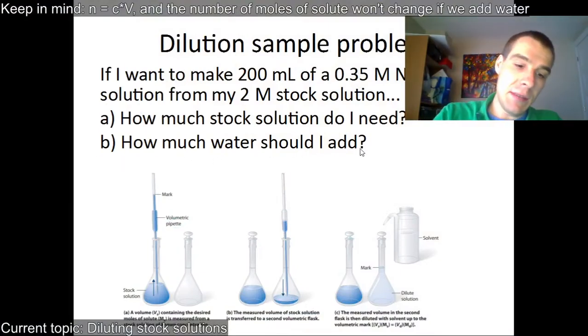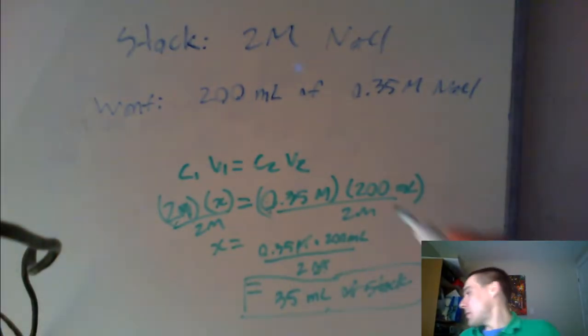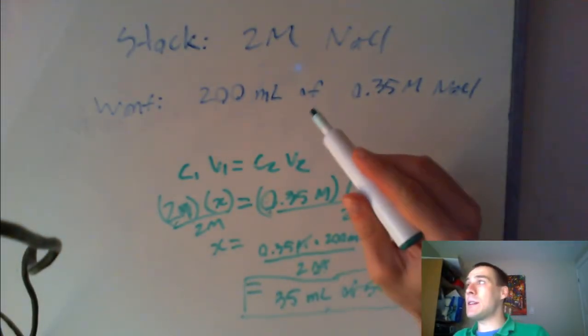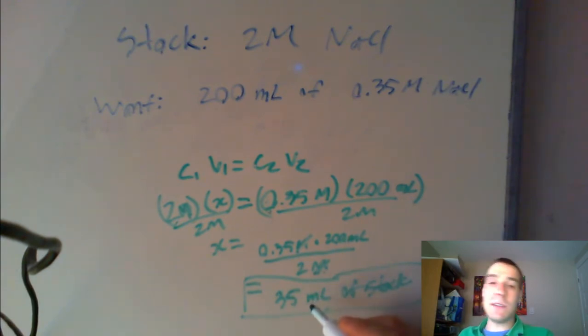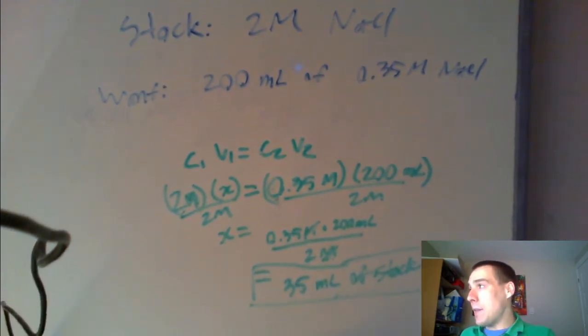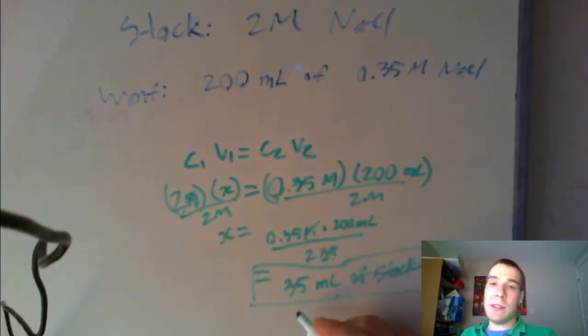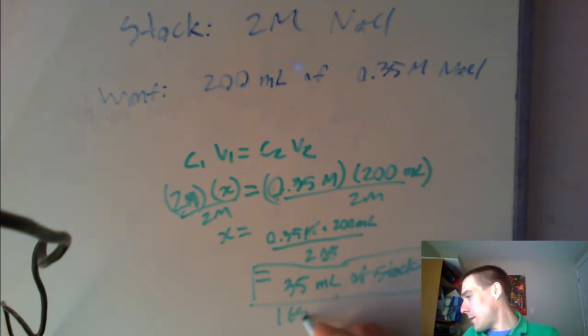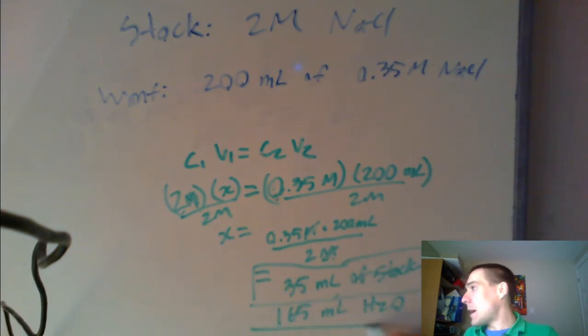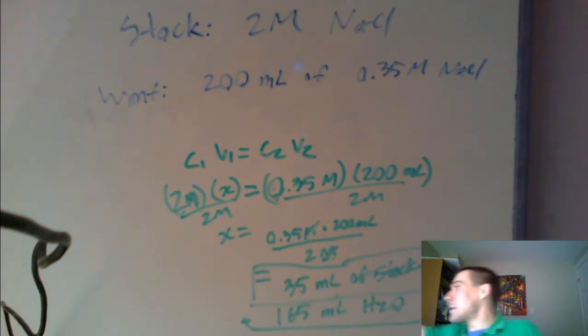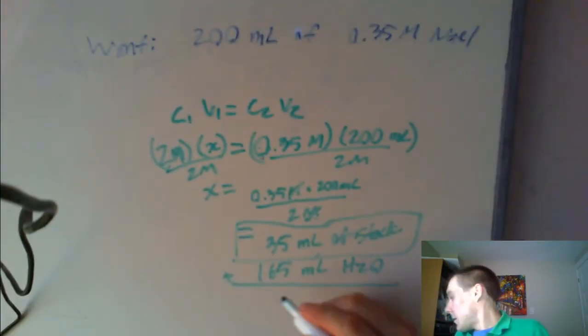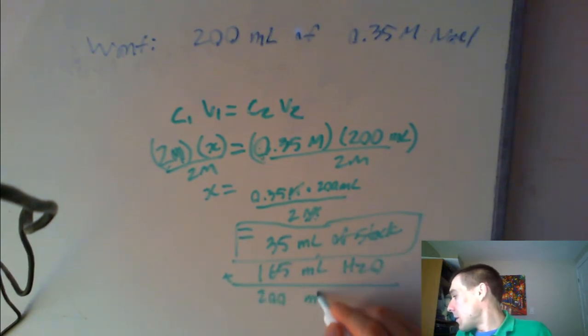And if we think about what that means, I want 200 mils of this stuff. I know I'm putting in 35 milliliters of stock solution. I'm going to be adding whatever 200 minus 35 is. It's 165 milliliters of water. And I'm going to add that, I'm going to add my 165 because together that makes 200 milliliters total.